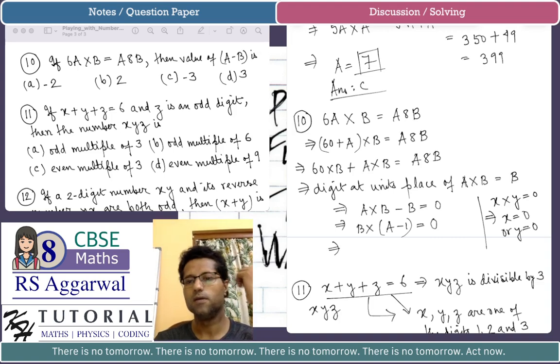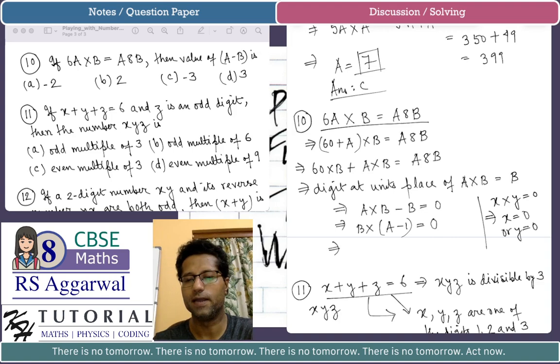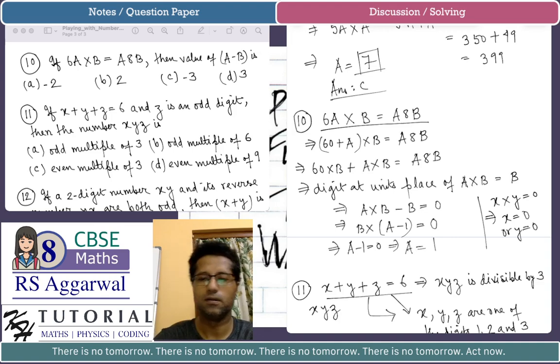B cannot be 0, because if b is 0, then the left hand side of this equation becomes 0. And clearly the number on the right hand side, a8b, is not equal to 0. It cannot be 0 because it's a 3-digit number where the digit at the tens place is 8. Such a number, irrespective of what the digits a and b are, cannot be 0. So definitely b is not 0. So we will have that a minus 1 has to be 0. A minus 1 equals 0. This implies a equals 1.